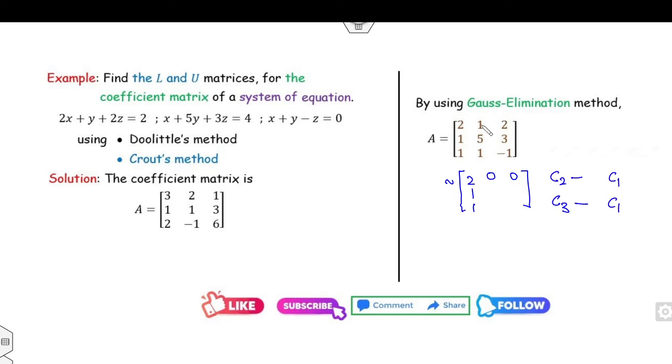And what is that something? For column 2, it is column 2 divided by column 1. Similarly, for column 3, it is column 3 divided by column 1. It is my 1. Fine.